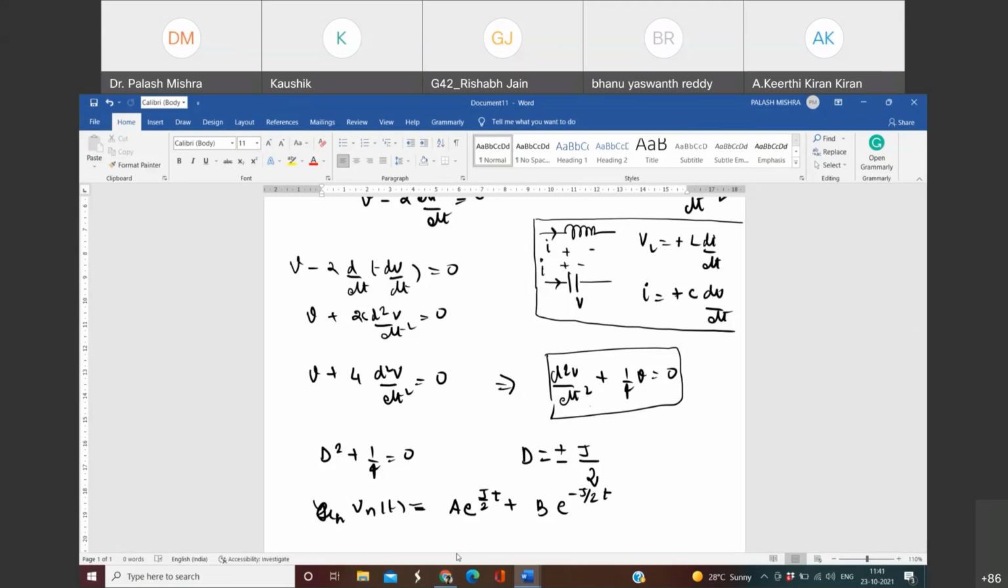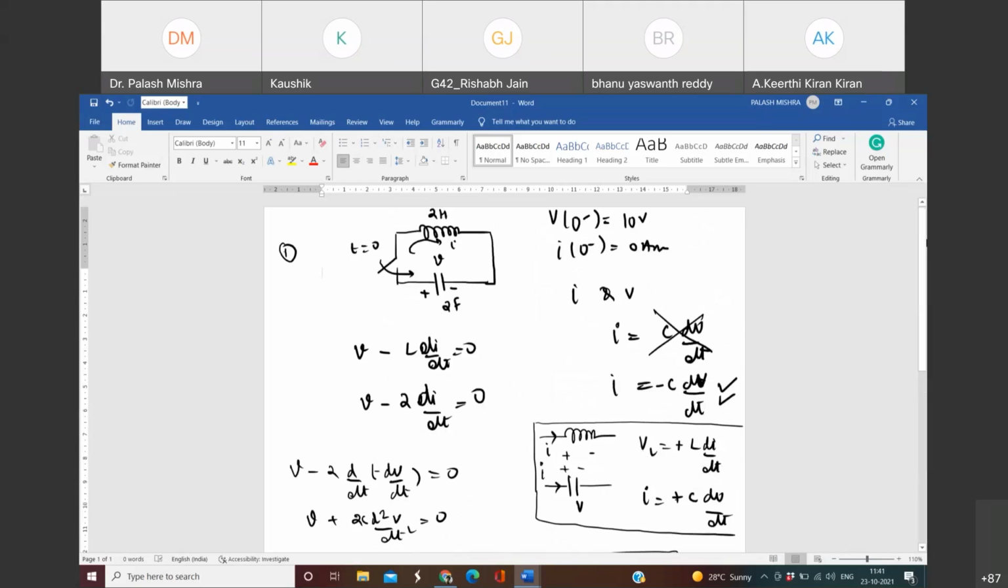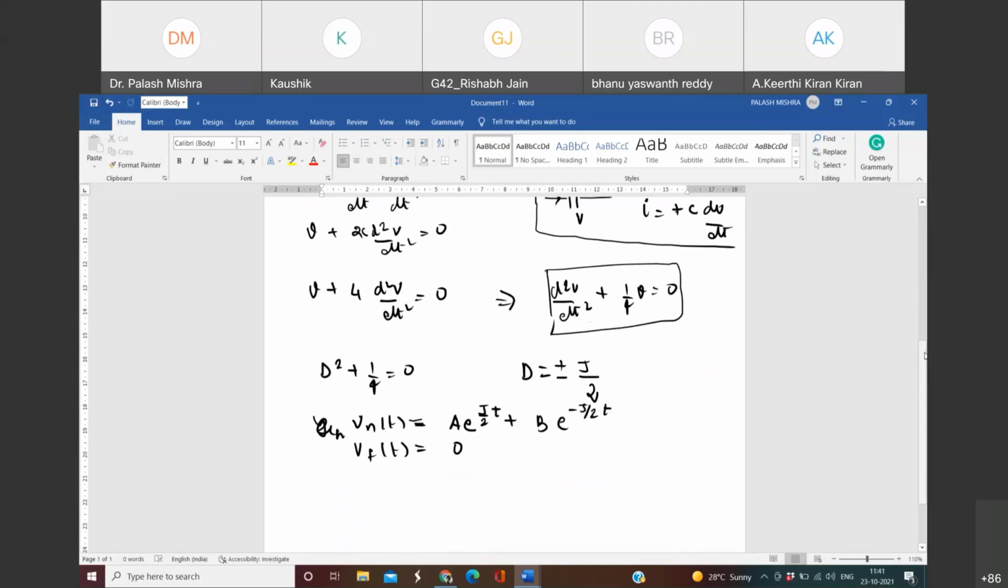Now, what about the forced response? How to find it? What about VF(t)? Will it have some value or not? It is 0, because there is no forcing function. Can you see any forcing function in this figure? No. There is only the capacitor and the inductor, which have some initial values, but no external battery is connected in the circuit. You can see the same thing from the differential equation also. So there won't be any forced response, and the net response will be V(t) equals A e to the power of j by 2 times t plus B e to the power of minus j by 2 times t.